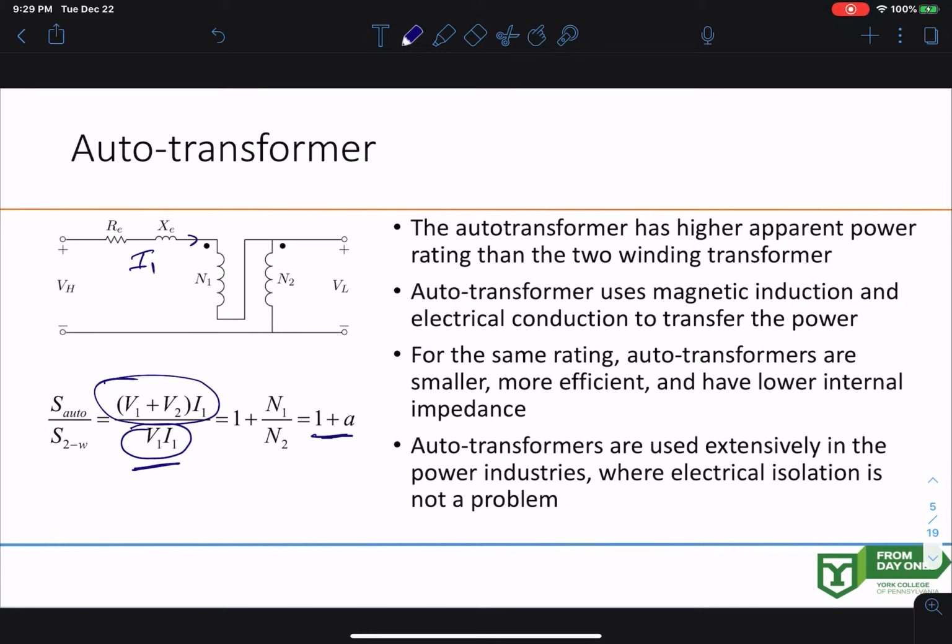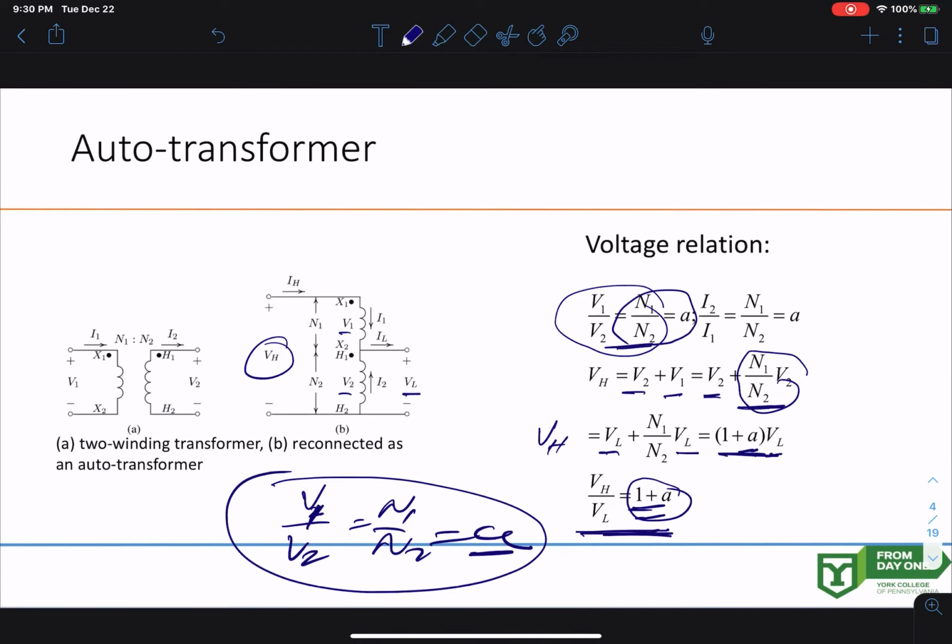So why autotransformer? With an autotransformer, you can have more power rating. Your power capability would be higher than a normal transformer using the same coil when you connect them magnetically as well as electrically. All right. Let me go back here to what I'm talking about.